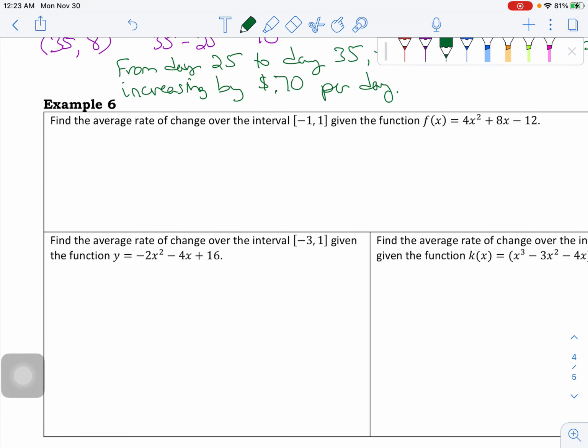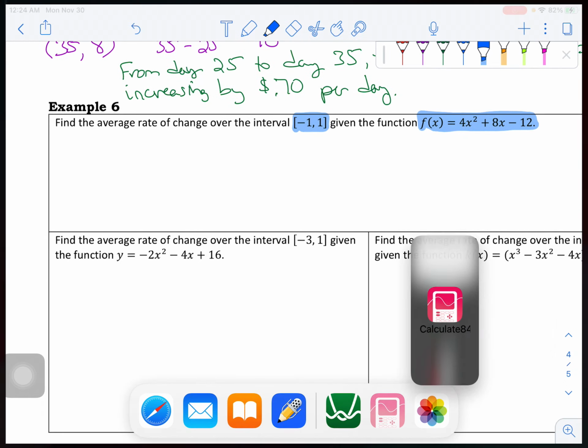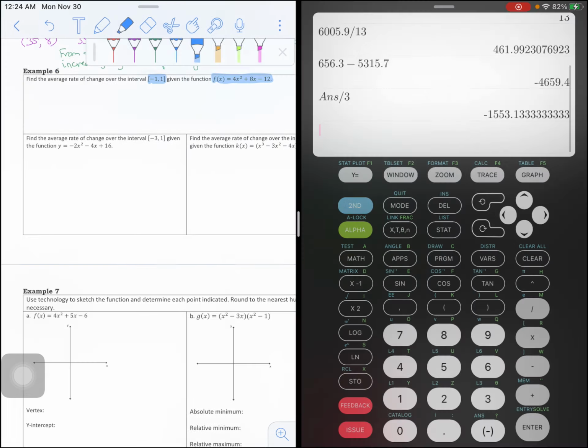So for the first problem here, it says find the average rate of change over the interval -1 to 1, given this function. Now, for this first one, I'm just going to go ahead and use Calculate 84. All right, so I'm going to go ahead and split screen with that.